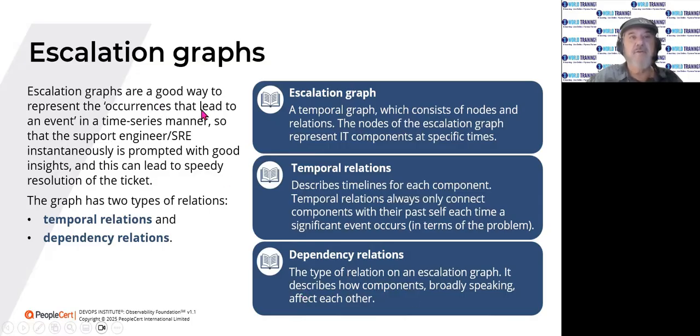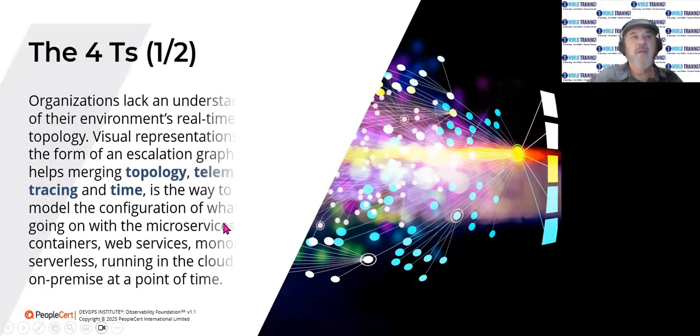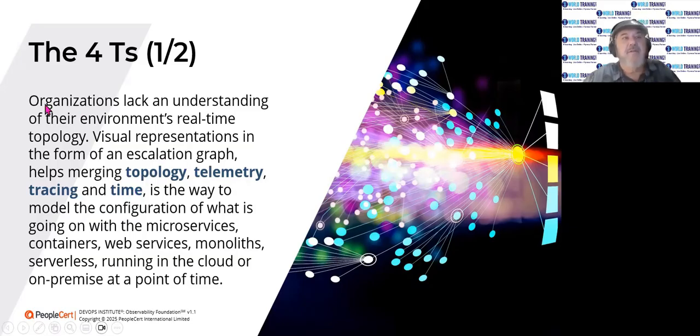So escalation graphs are a good way to represent the occurrences that lead to an event in a time series manner. So the supporting engineer or SRE can instantaneously be prompted with good insights, leading to speedy resolution of tickets. The graph has two types of relations, the temporal relations and dependency relations, which I defined here. There's something called the 4 T's, which are topology, telemetry, tracing, and time. Remember those 4 T's. They come up on the quiz.